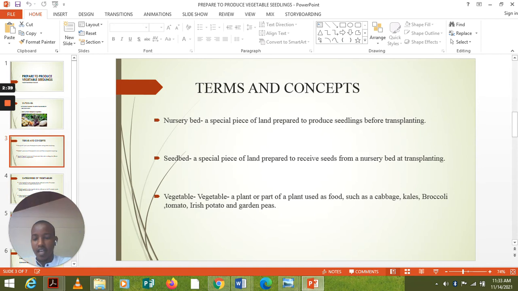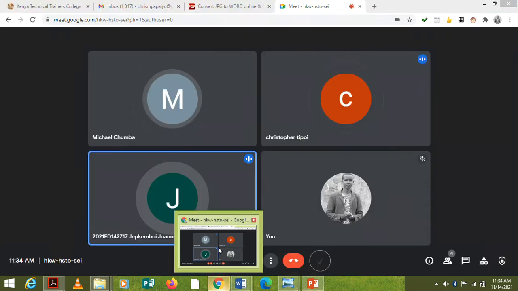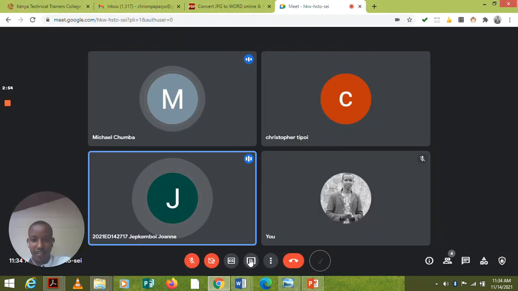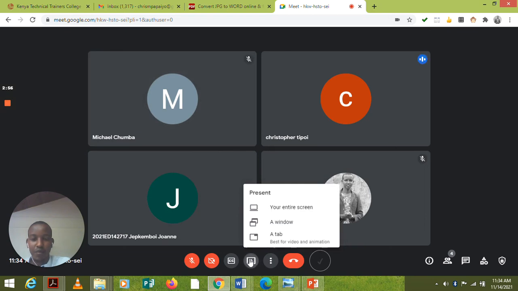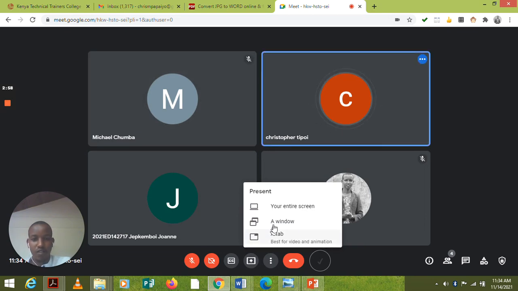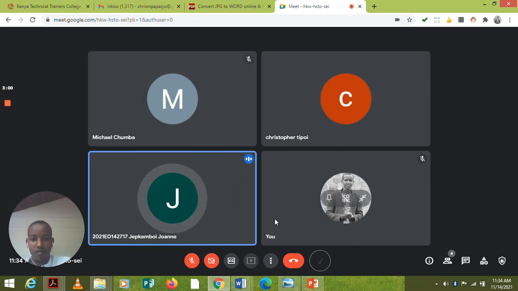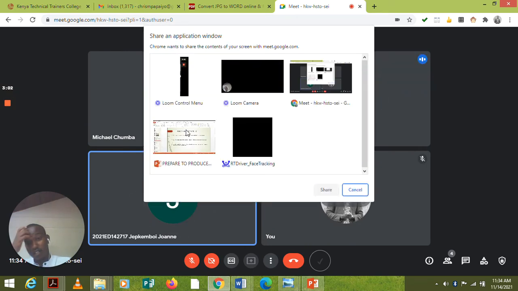A seedbed. What's a seedbed? It is a prepared land where we plant seedlings. It is a prepared land that we go and transplant the seedlings to.